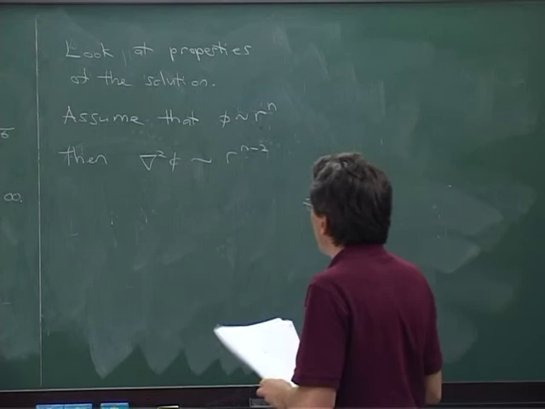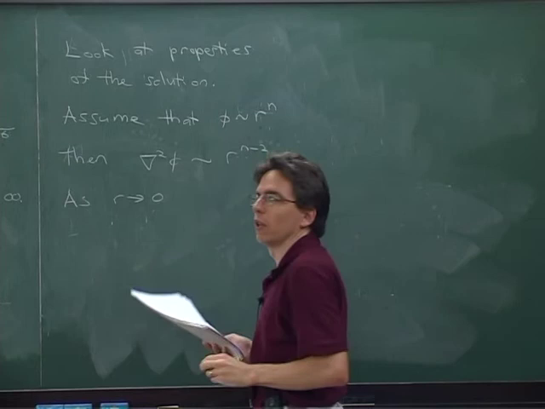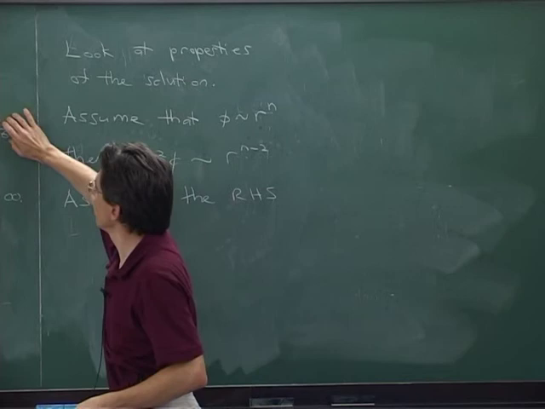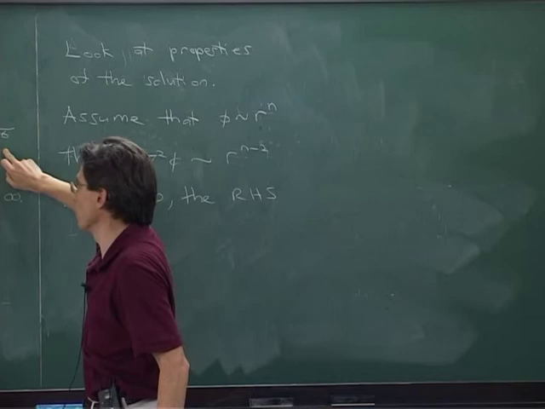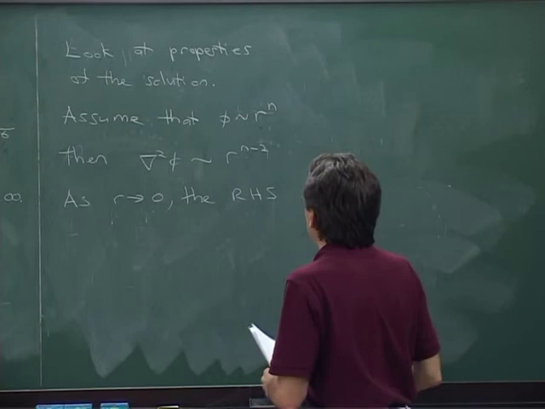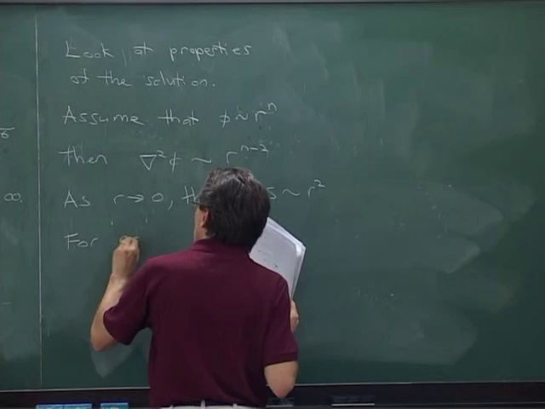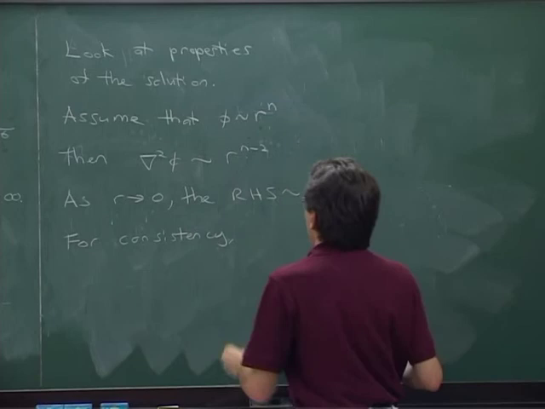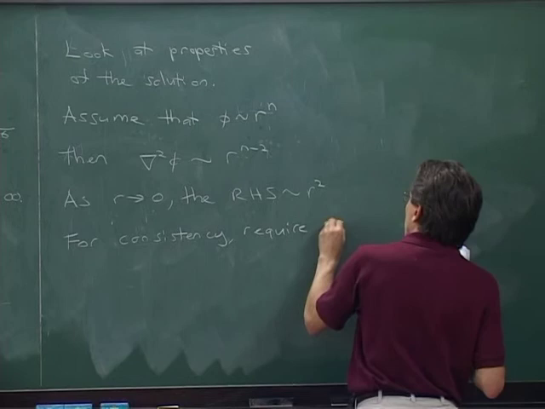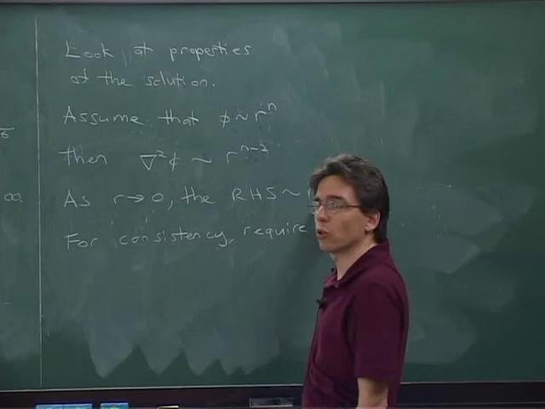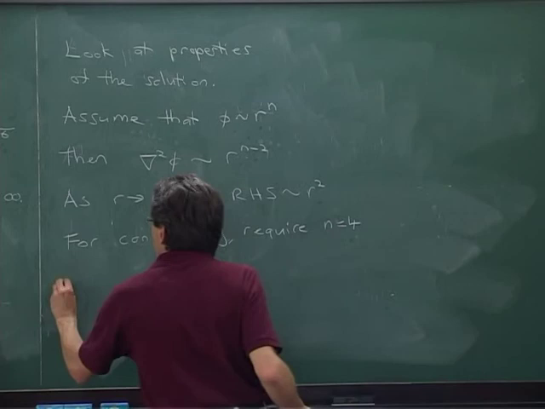And so as we look at the limit towards the origin, as we go towards r equals 0, then the right-hand side, the source term, as r goes to 0, this denominator goes towards 1, and the numerator goes to 0 as r squared, so the right-hand side behaves as r squared. And for consistency, we require that n must be 4, right? Because the operator acting on phi gives you something r to the n minus 2. R to the n minus 2 has to be r squared, so n must be 4. So near the origin, phi must be some constant.